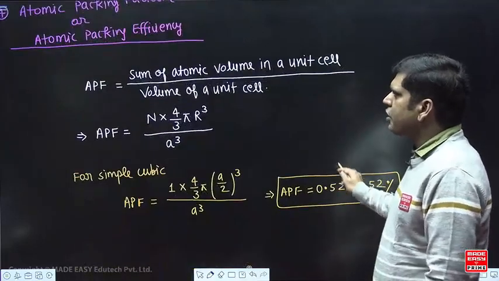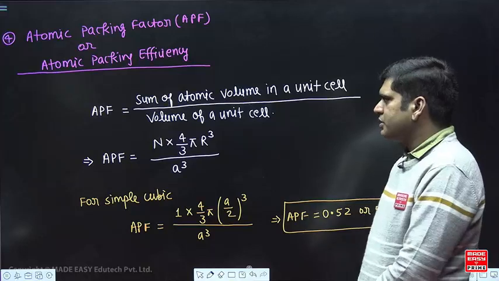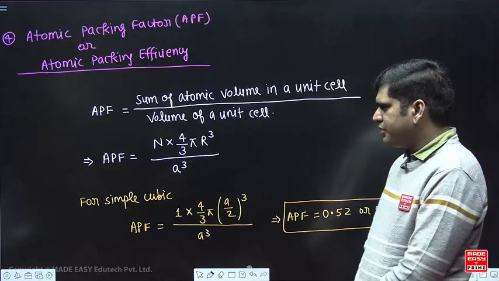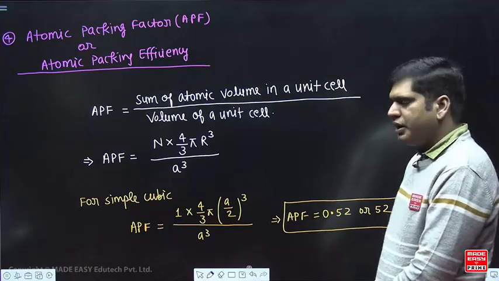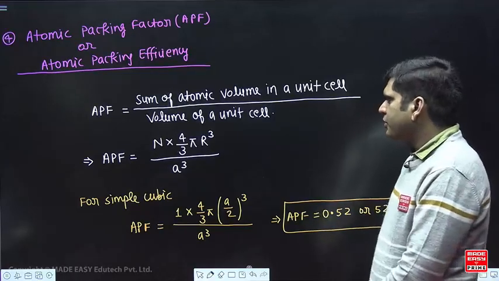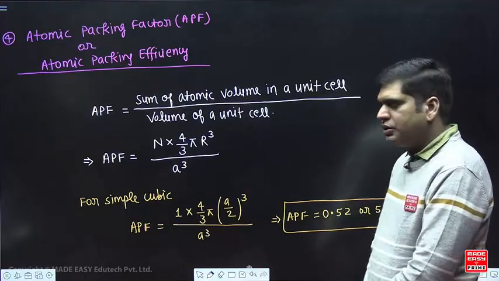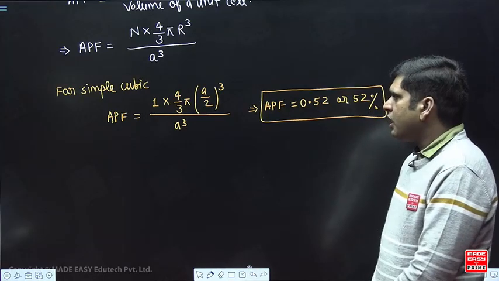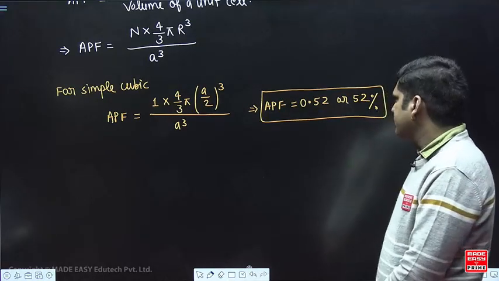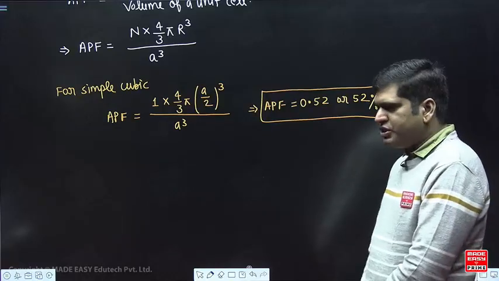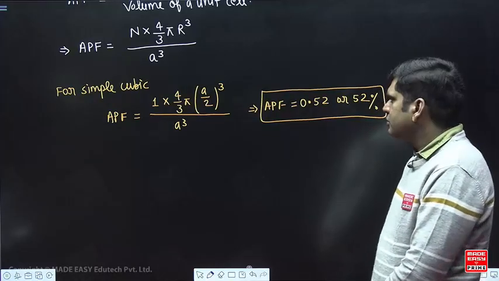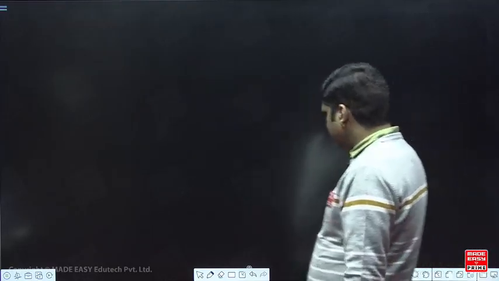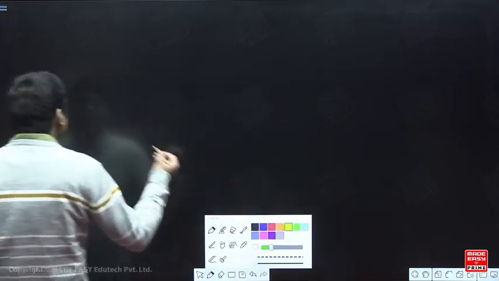The next one is atomic packing factor, that is atomic packing efficiency. It is calculated as the sum of atomic volume in a unit cell divided by volume of a unit cell, which can be written as n, the effective number of atoms, times the volume of an atom, 4/3 πr³, divided by a³. For simple cubic crystal structure, n is 1, and a and r are related as r = a/2. Putting this, we get 0.52. 0.52 means 52%. It means 48% volume is void.